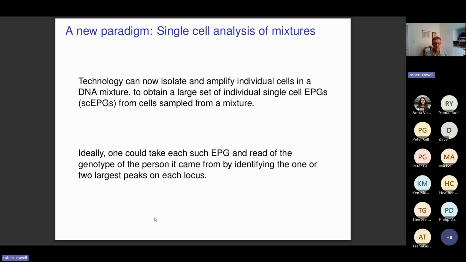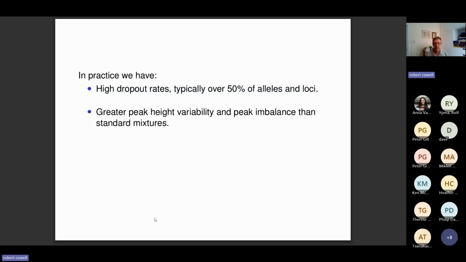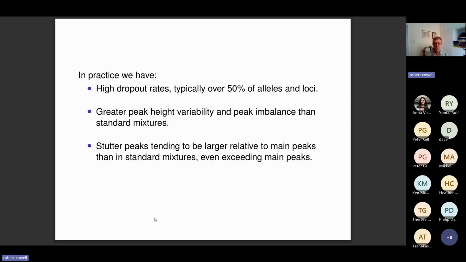So ideally, you could take each such EPG, electropherogram, and read off the genotype of the person it came from by identifying the one or two largest peaks at each locus. Unfortunately, things are not so simple. In practice, we have very high dropout rates, typically over 50% of alleles and loci drop out. There's much greater peak height variability compared with standard mixtures, and stutter peaks tend to be larger relative to main peaks than in standard mixtures as well, sometimes even exceeding the main peaks in height.